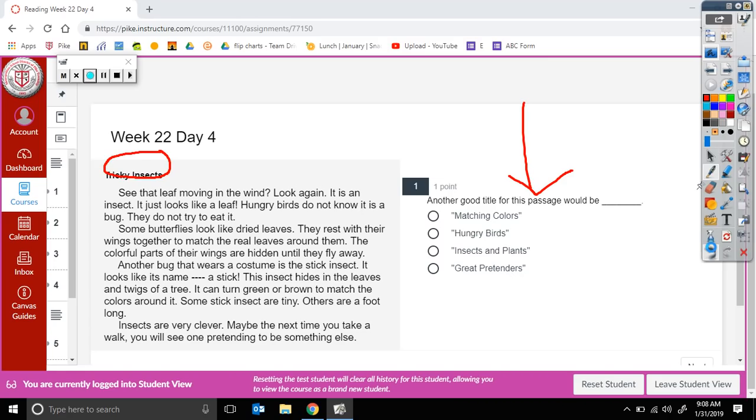But before we even do that, look at the title of the story, Tricky Insects. Okay, so I'm thinking to myself, I'm about to read an article that's all about insects who are trying to trick maybe humans, maybe other animals. We're going to find out when we read the story.